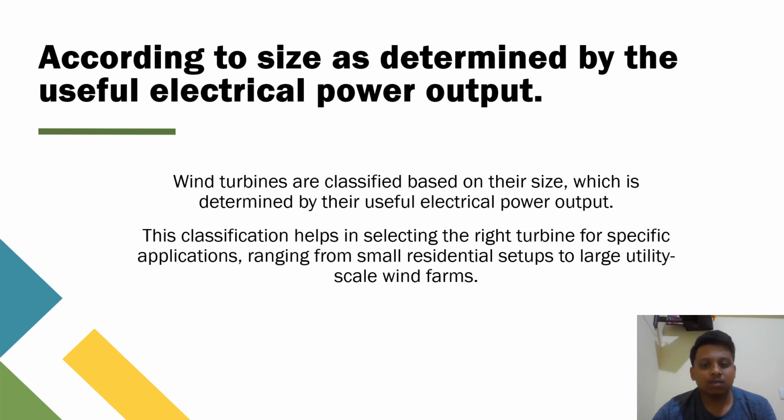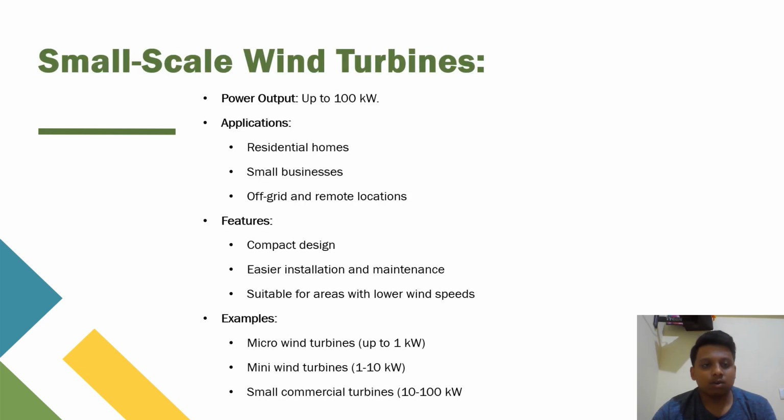Wind turbines are classified based on their size, which is determined by their useful electrical power. The classification helps in selecting turbines for specific applications, ranging from smaller residences to larger utility-scale wind farms. First, we look into small scale wind turbines. The power output of these turbines is up to 100 kilowatts.